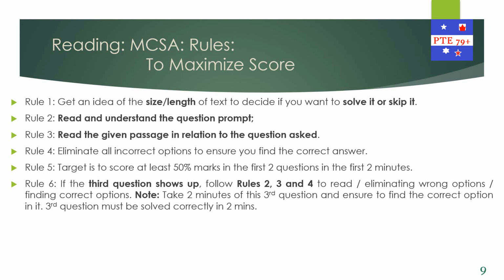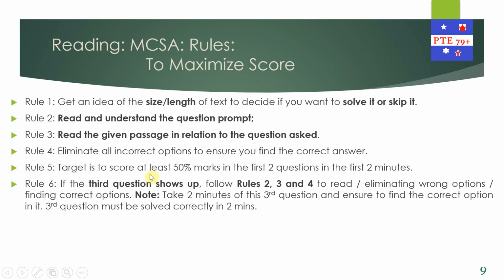After reading the entire text, you'll get an idea of what the right answer can be. After knowing the right answer, then you see the options. By the time you read the text in relation to the question, you automatically know the answer, so you don't even need to see the options. And when you see the options, you can directly eliminate all the incorrect options and get to the right answer. Fourth rule is eliminating all incorrect options to ensure you find the right answer. This way you will make sure that you figure out the right answer perfectly.